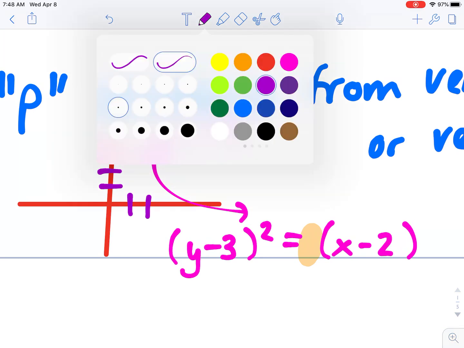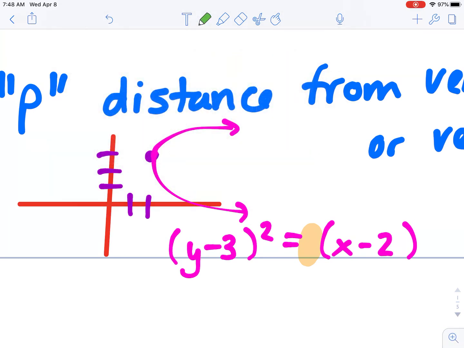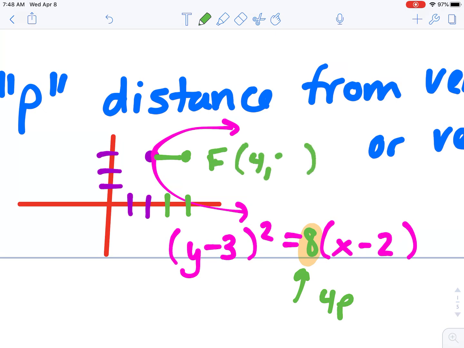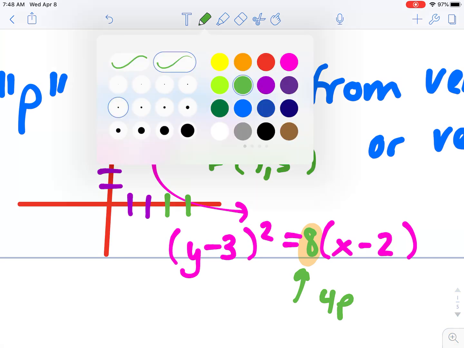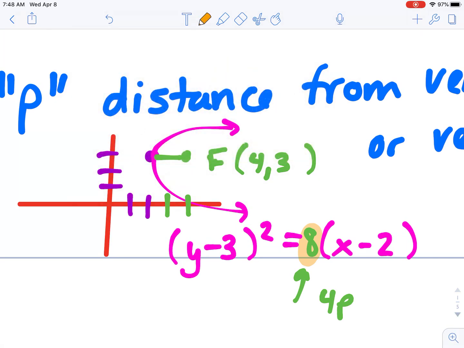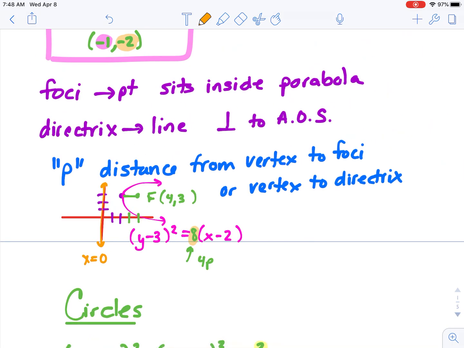If they give us information on where our vertex or our p-value, if we find our p-value is a distance of 2, in here would be 4p, or 4 times 2, which is 8. So this is our foci, and it would be written as an ordered pair, and this ordered pair is 4, 3. Your directrix is a line, 2 units away would be here, and that would be a vertical line, x equals 0, and that would be your directrix.